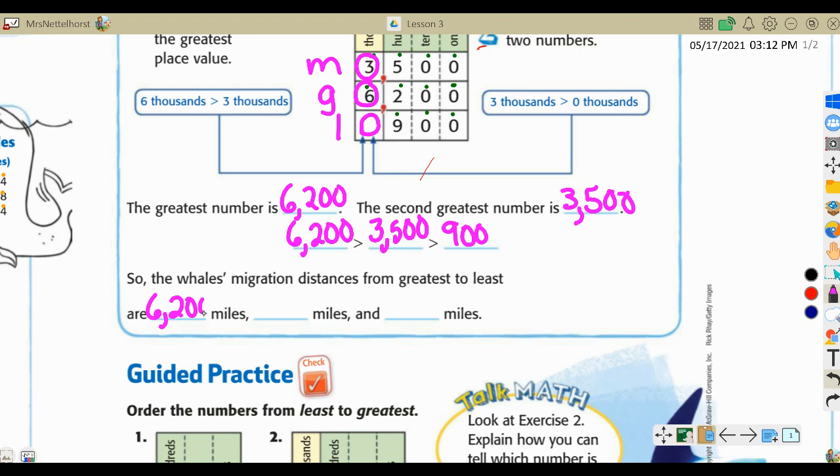6,200 miles. Make sure you get those commas in there. 3,500 miles and 900 miles. Okay, so now the guided practice.